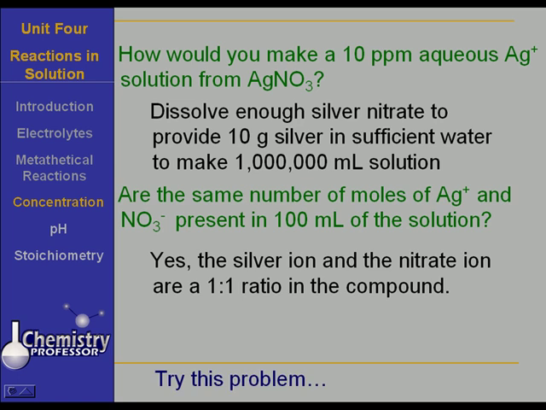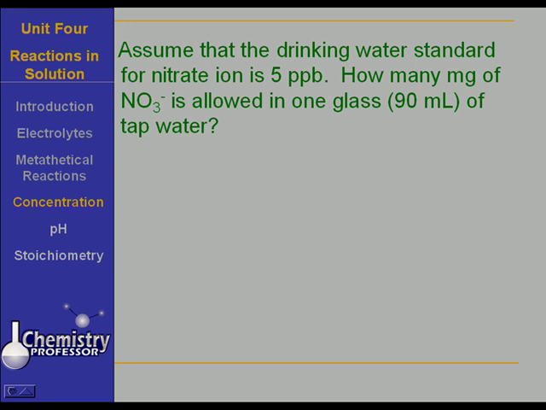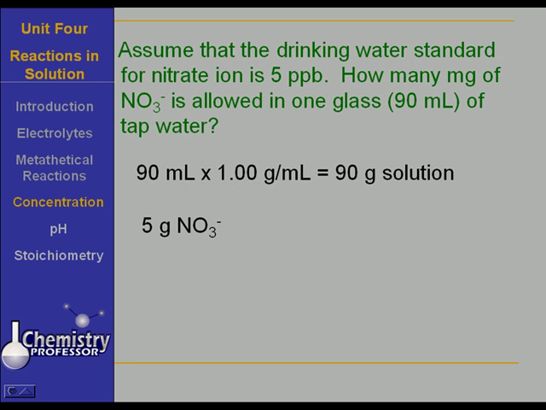Let's try this problem. Assume the drinking water standard for nitrate ion is 5 parts per billion. How many milligrams of nitrate is allowed in 1 glass? And let's assume the glass is a 90 milliliter glass of tap water. Well, 90 milliliters times 1 gram per mil is 90 grams of solution. Again, whether you have to do it this way or not is up to you and your instructor.